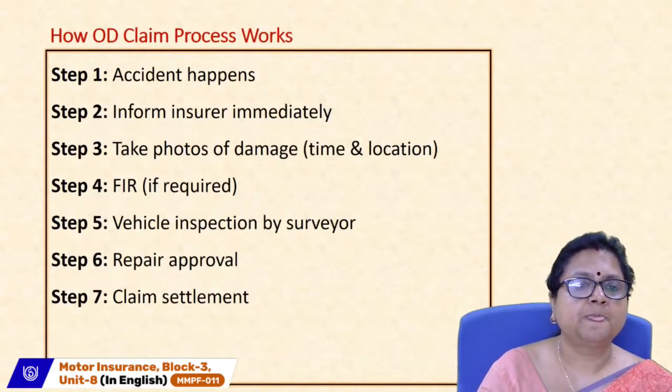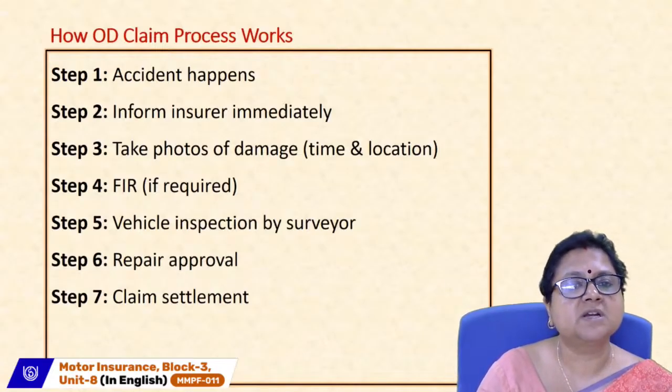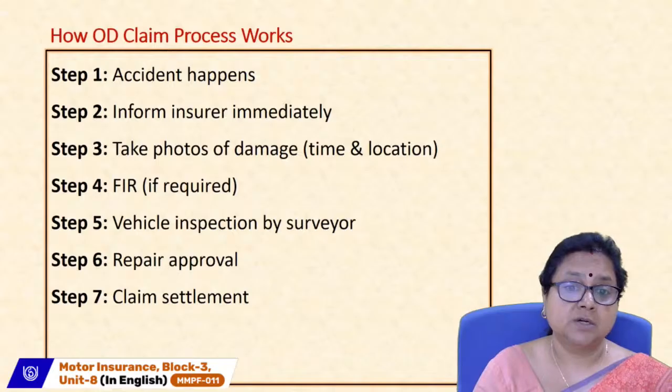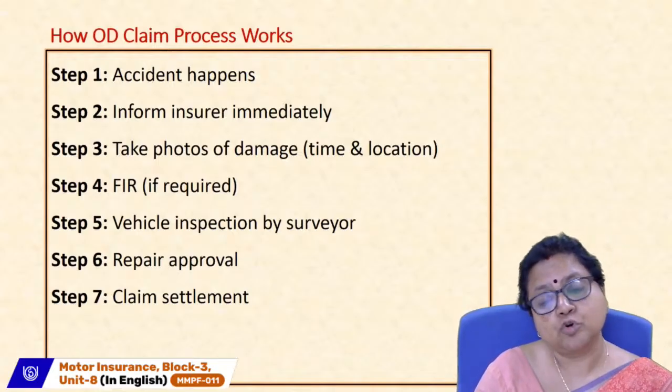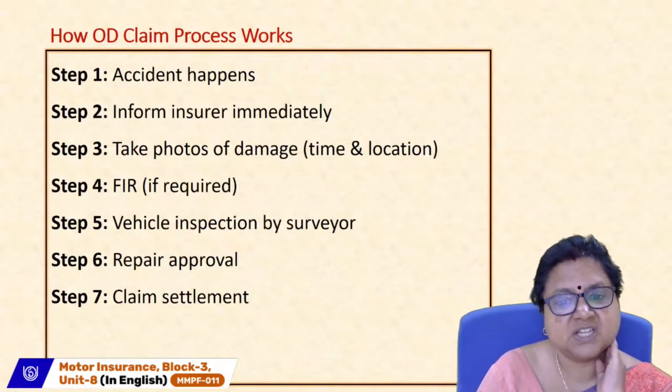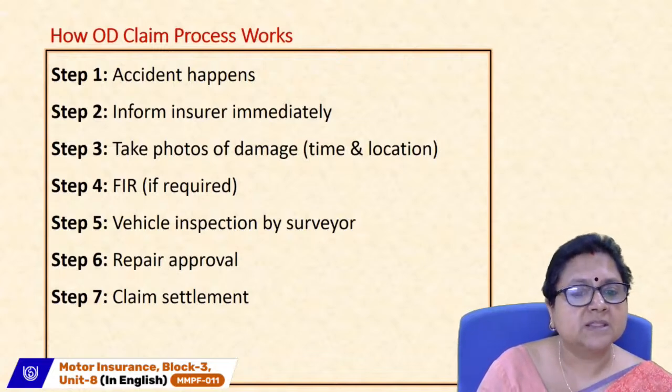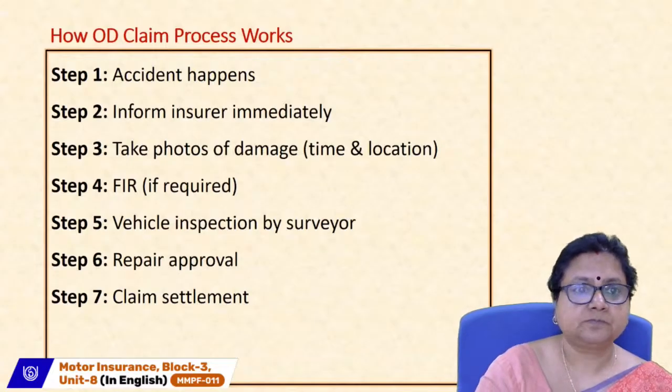Now, how does the OD claims process work? Suppose an accident happens. It has to be informed immediately to the insurance company, the insurer. Then you have to take photographs of the damage and the location at that point of time. If required, sometimes you have to lodge an FIR with the police. Then the vehicle inspection is done by the insurer's surveyor. They have to go to the person, inspect everything, and take certain proofs of the accident. Then they will give the repair approval, and finally the claim will be settled.